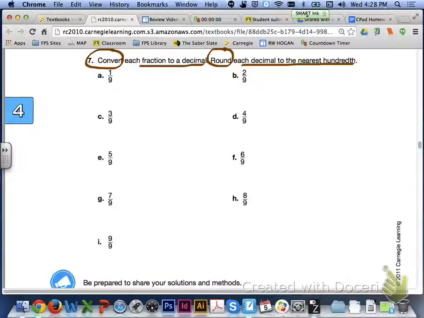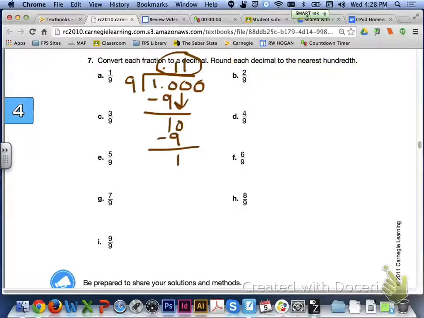Let's go ahead and do the same thing for number 7. For A through I, I want you to convert each fraction to a decimal. This time we are rounding each decimal to the nearest hundredth. Here is what your work would look like when showing traditional division in order to convert 1/9 into a decimal. 11 hundredths would be my answer.